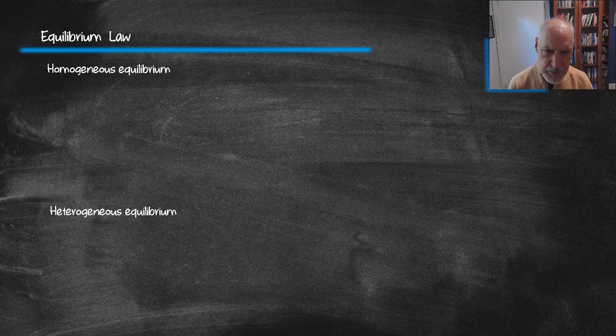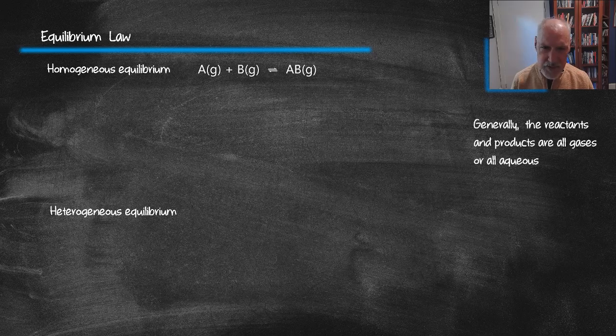I'd like to introduce two types of equilibrium: homogeneous equilibrium, which we primarily dealt with, and heterogeneous equilibrium. Here's an example of a homogeneous equilibrium, where everything is in the gas phase. Generally, reactants and products that are all gases or are all aqueous are usually considered to be homogeneous reactions.